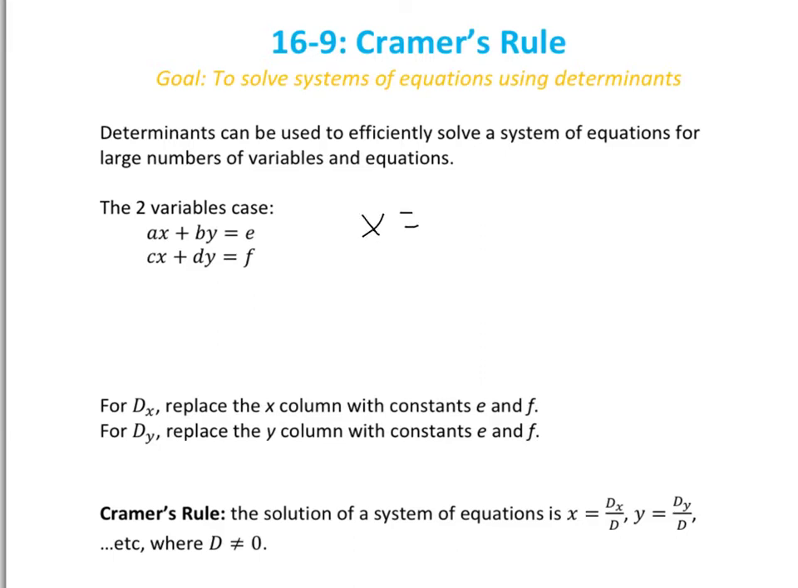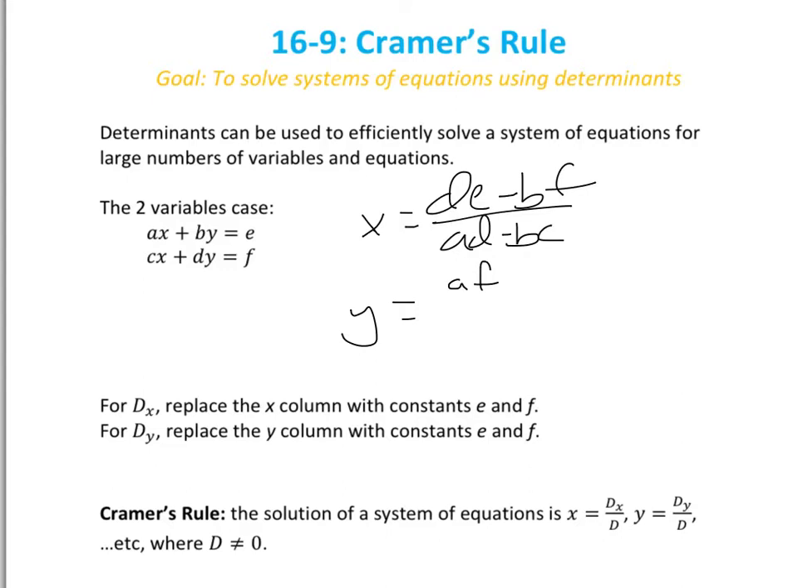We have x equals that whole thing, de minus bf over ad minus bc. And y equals af minus ce all over ad minus bc. Okay, so you could recheck your work or go through slowly when I was solving for the x. You could do it again for the y, and you'll get the same answer. Okay, so these will be the answers you come up with.